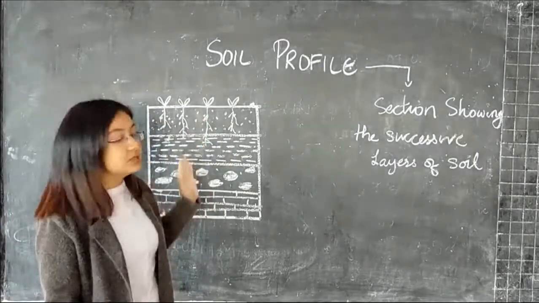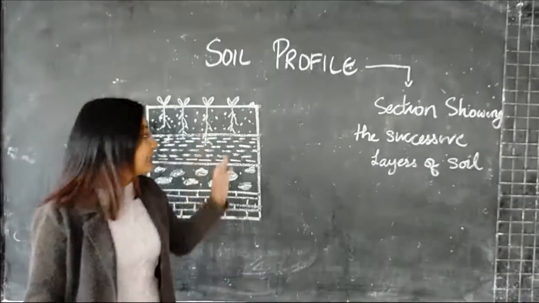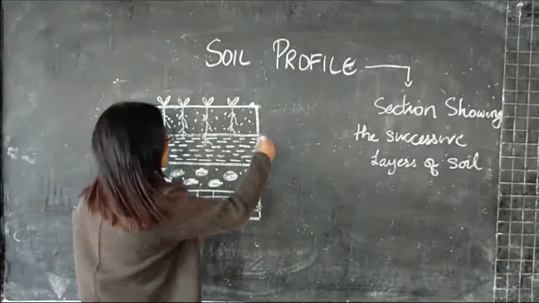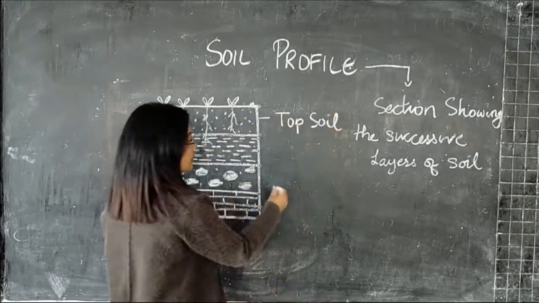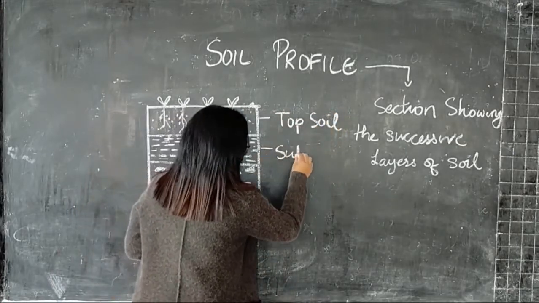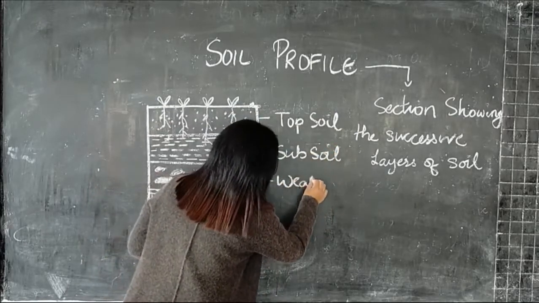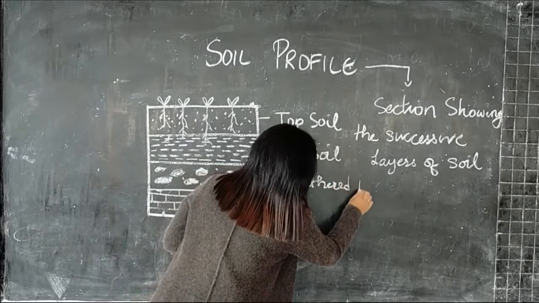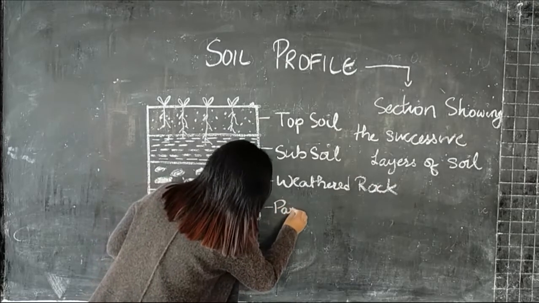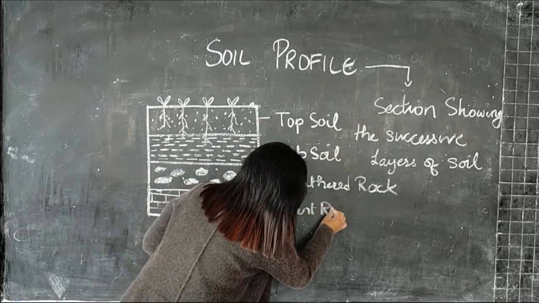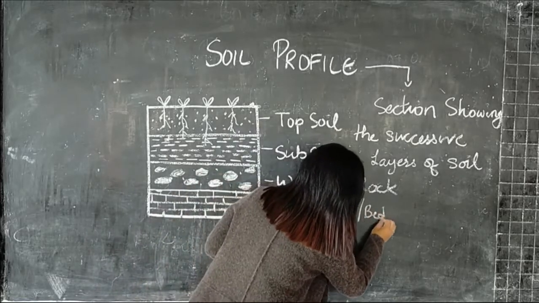Now let us learn about the soil profile in a little detail. When we talk about the soil profile, it basically has 4 layers. The first one being the topsoil. Next to it we have the subsoil. Thirdly we have the weathered rock. And lastly we have the parent rock, also known as the bed rock.